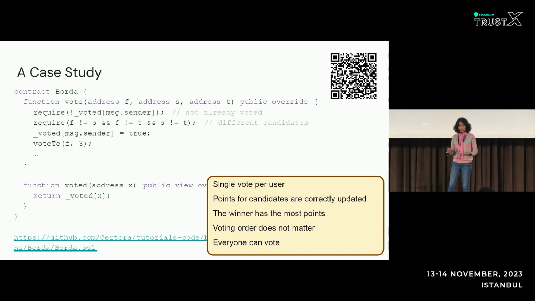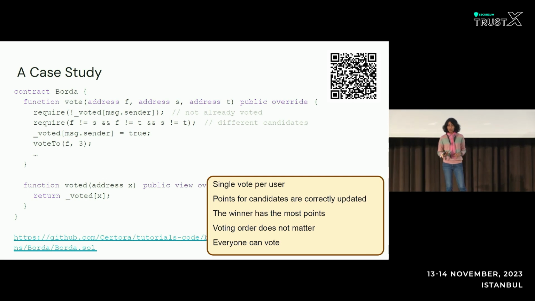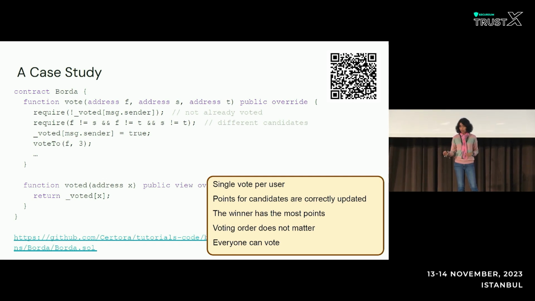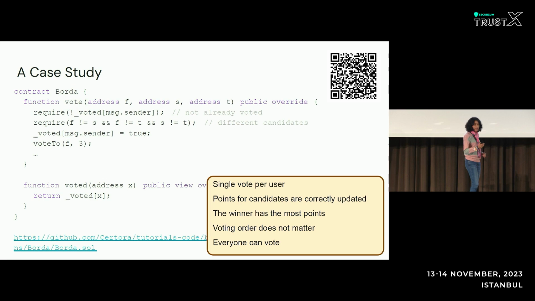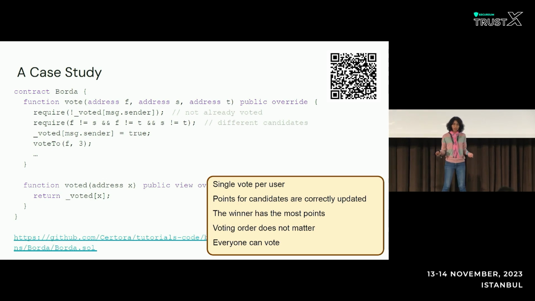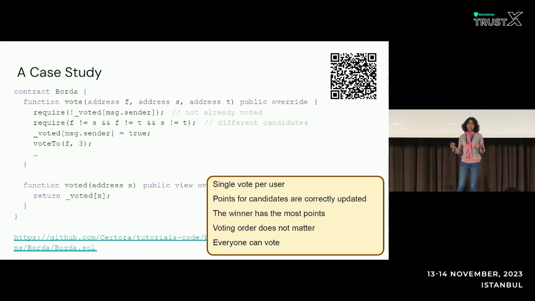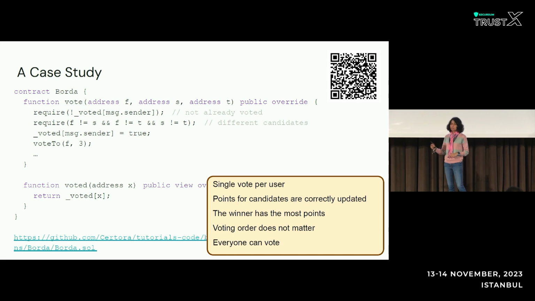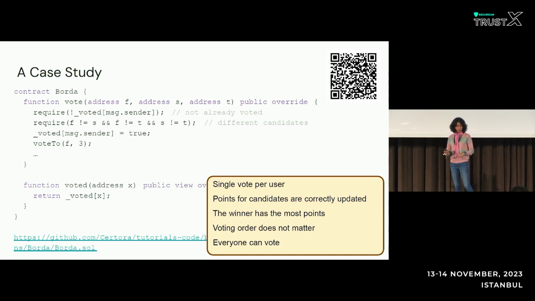That's an obvious one. A subtle one is that the order in which you vote should not actually affect the outcome of the voting. And finally, another property is that everybody should be allowed to vote. So if you have not voted yet, you should get a chance to vote, and no other address should be able to prevent you from doing so.